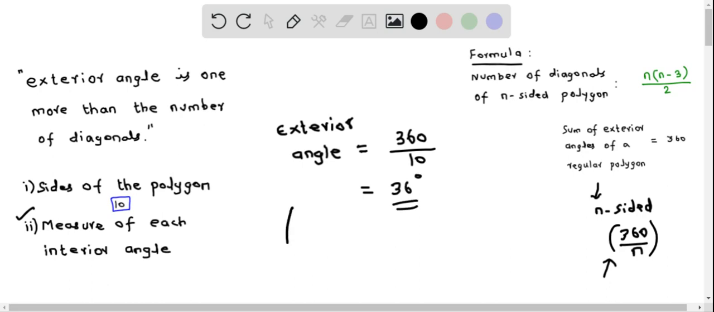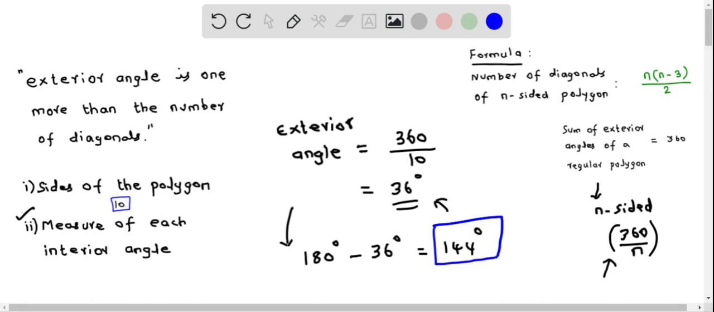This means we can now calculate the measure of each interior angle, which is always 180 minus the measure of each exterior angle. Here the exterior angle is 36 degrees. So 180 minus 36 degrees equals 144 degrees. So the measure of each interior angle of this 10-sided polygon is 144 degrees.